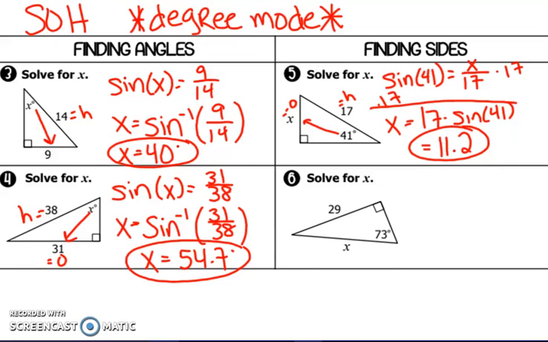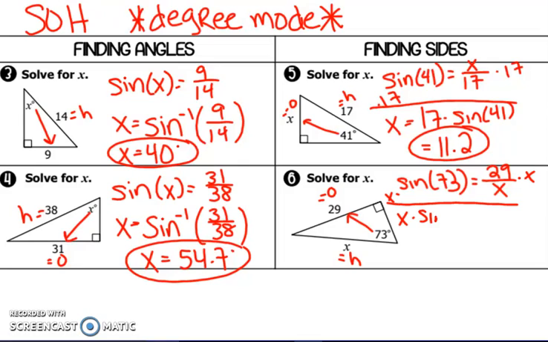If I look at the last one, again, we want to label our sides. This is my opposite side, and this is my hypotenuse. So now I have the sine of 73 is equal to my opposite, 29, over my x. In this case, you'd multiply both sides by x, and you get x times the sine of 73 equals 29. Well, then we have to divide both sides by the sine of 73 because we want x by itself.